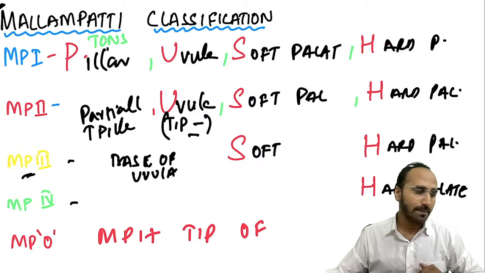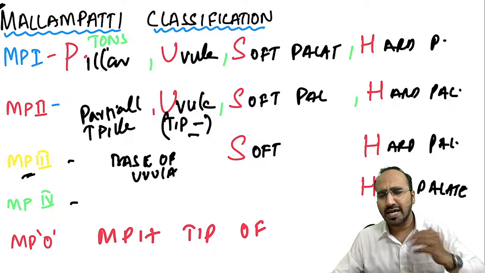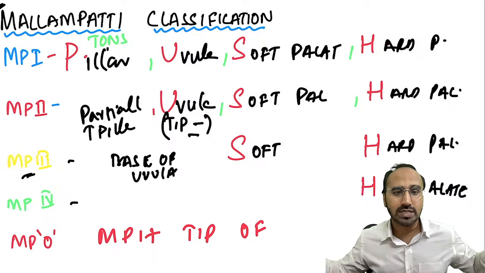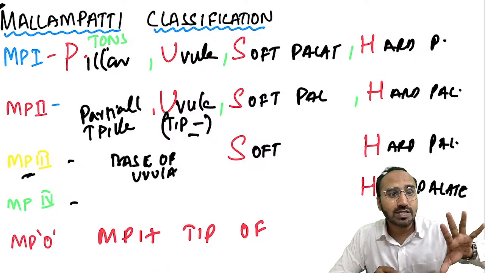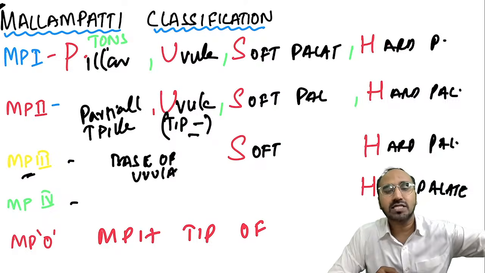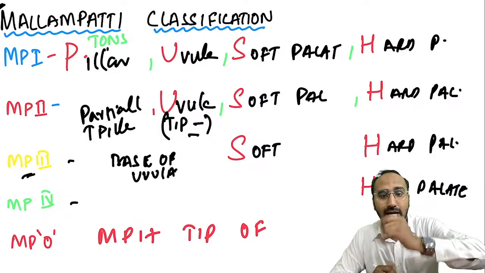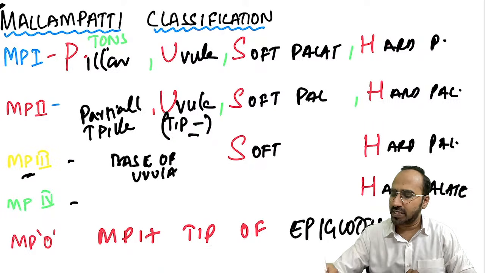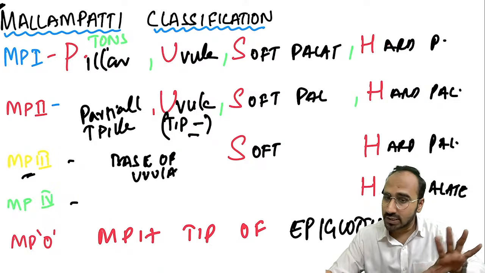Okay. There is one more MP which is called MP0. Guys, remember, MP0 means what? Patient comes to my clinic, opens his mouth. I am able to see all the structures. All structures, meaning which ones? Not body, but mouth structures. Which mouth structures? MP0 is nothing but MP1 plus tip of epiglottis. MP1 is what? Tonsillar pillars, uvula, soft palate, hard palate, plus tip of epiglottis visible. That means the patient is having a very easy airway. So that's regarding the airway assessment, Mallampati classification.